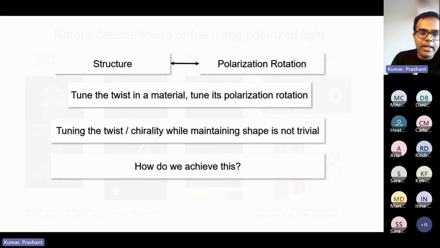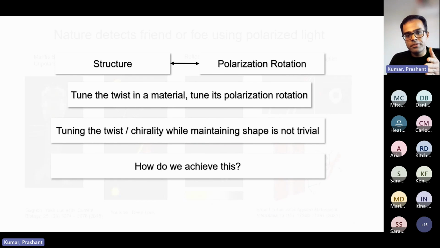We want to take it a step ahead and show that if we can tune the twist in a material, then we can tune its polarization rotation. But tuning the chirality is actually not very easy. The reason is that there are only a few stable states of a molecule which we can isolate. For example, you always see left-handed molecules versus right-handed molecules because they are the most stable states and they can be isolated easily.